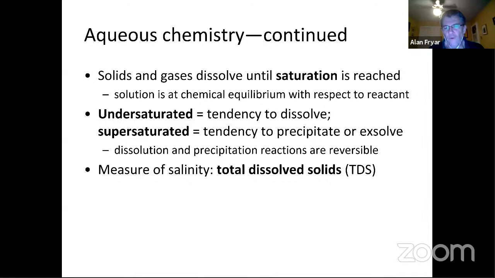Not all reactions are reversible. Decay reactions like radioactive decay or oxidation reduction reactions are not immediately reversible. And I'll talk more about oxidation reduction reactions later.